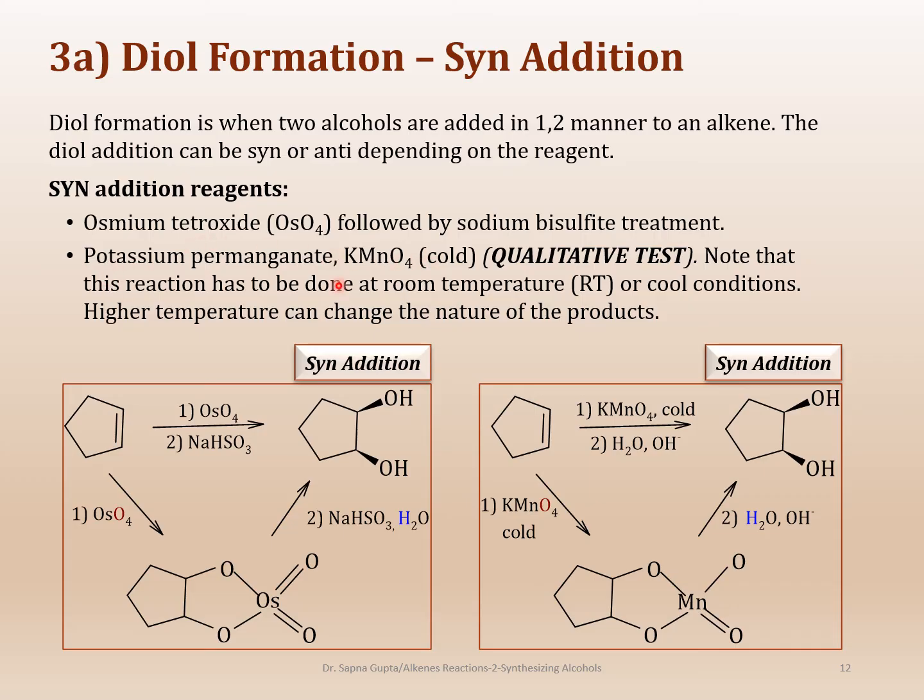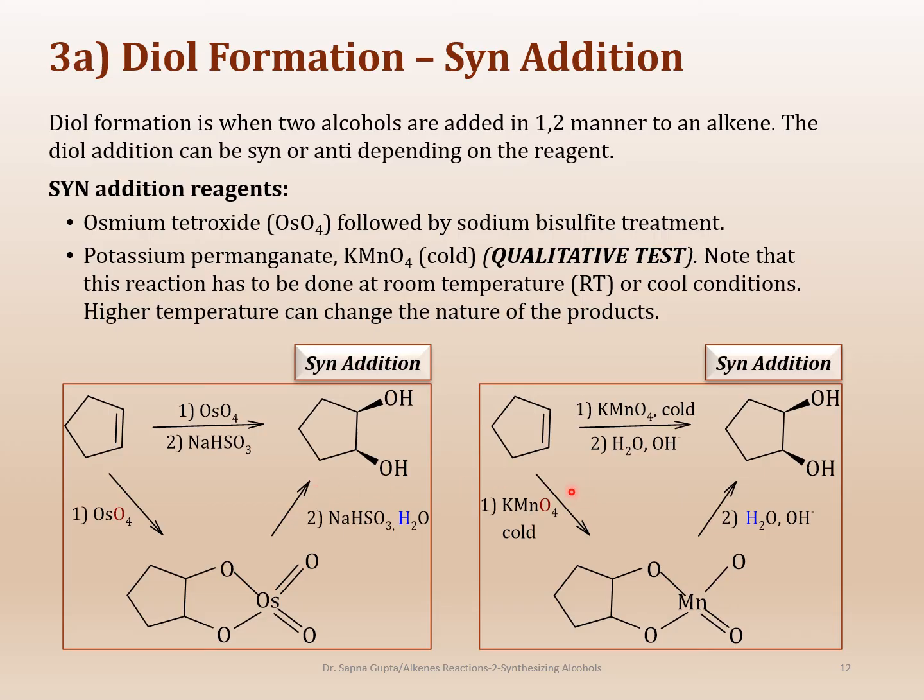Now you can do the same thing with potassium permanganate also in cold conditions. I've written this as a qual test, so we'll talk about that. But in cold conditions, KMnO4 will work the same way and give you a syn addition as well. And you can see how similar these two are in their intermediates. And then you can wash it up with water and get the syn diol. Again, alcohol groups on the same side. So what is happening over here versus here?